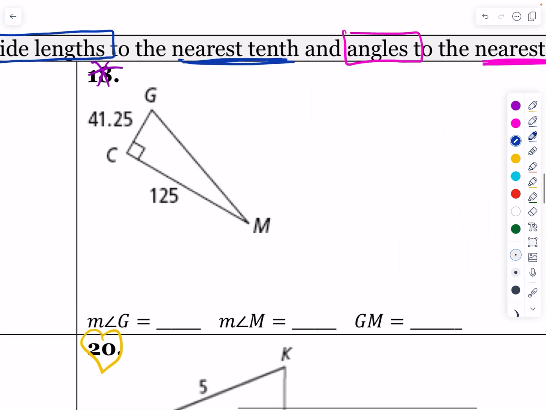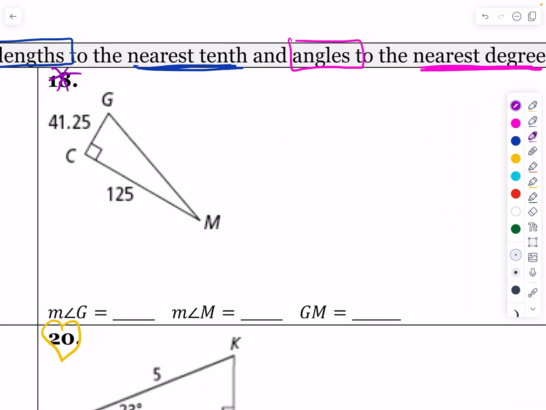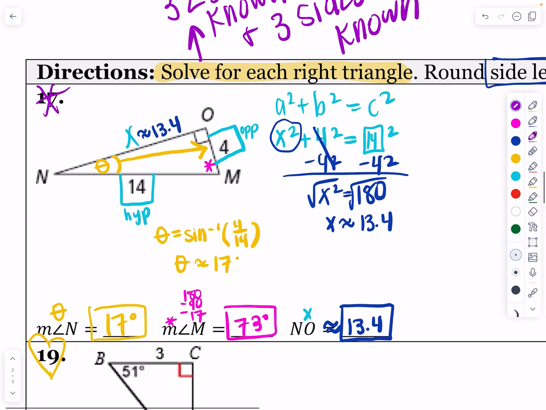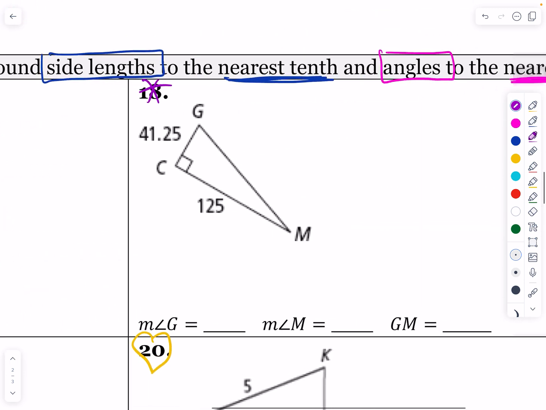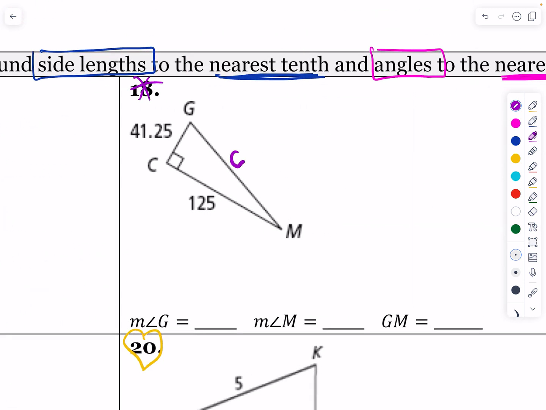All right, this is the exact same thing. The only difference is on this one, what I was looking for, the x, was a leg. What I'm looking for on this one is the hypotenuse. So I'm going to call GM that side C from the beginning, so that when I plug this into the Pythagorean theorem, I remember the C has to be my hypotenuse. So that's going to be 41.25 squared plus 125 squared equals C squared.